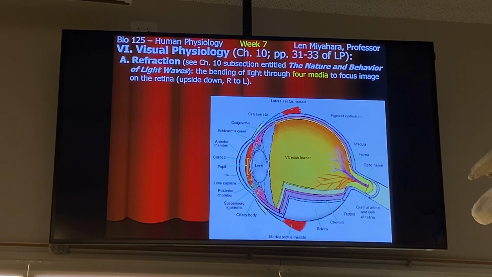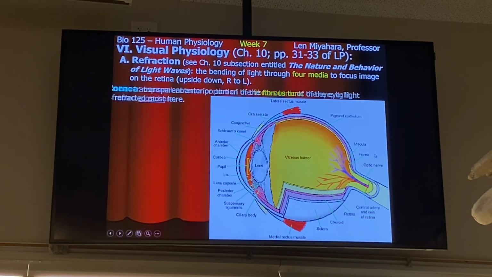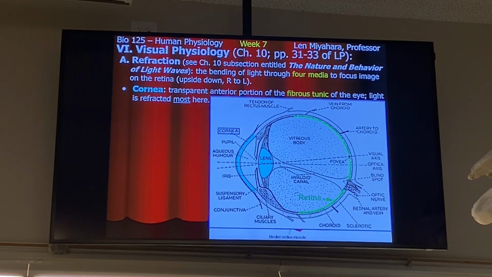The term refraction means bending light. Refraction means bending light, and there are various structures of your eye that must bend the light to a perfect focus on the fovea centralis. That's way back here. The cornea is the first one, and it bends the light the most. Then behind it is a watery substance called aqueous humor. That bends the light as well.